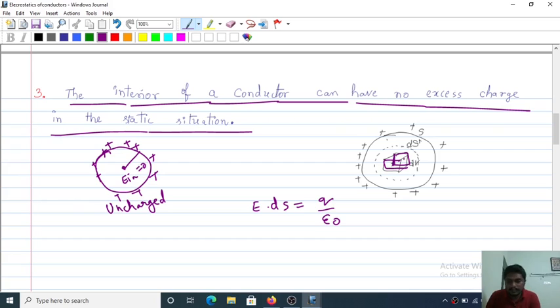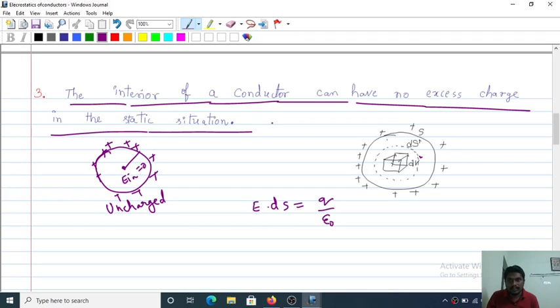I took a small volume. This is epsilon naught. This is a small volume which was enclosed by the surface dS. Now when you apply Gauss law to this surface, what is the charge? We need to find out, is there any charge in this volume?